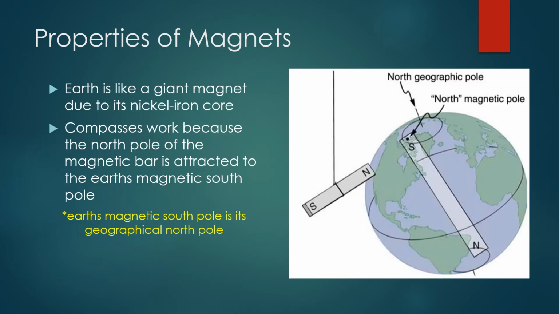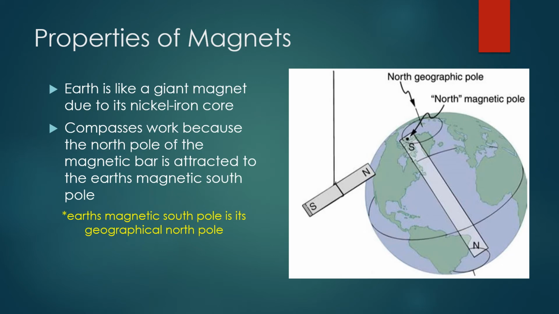Continuing on with properties of magnets, how does a compass work? Because a compass is really just a magnet. So the Earth is actually like a giant magnet due to its nickel iron core. So basically, inside the center of Earth, you can almost think of there just being a giant magnet in there with a south end and a north end, just like the other magnets we've looked at so far.